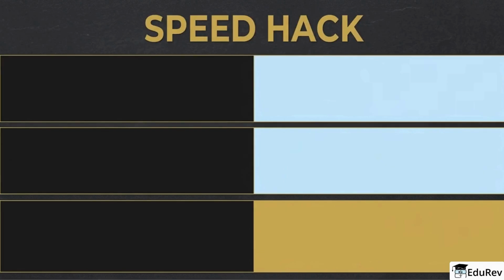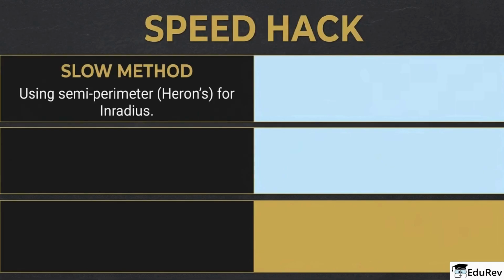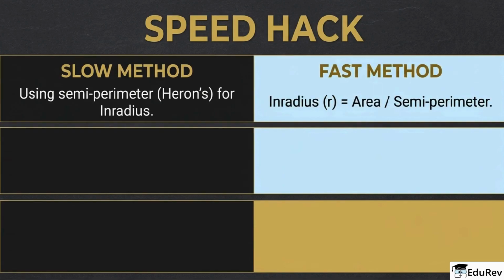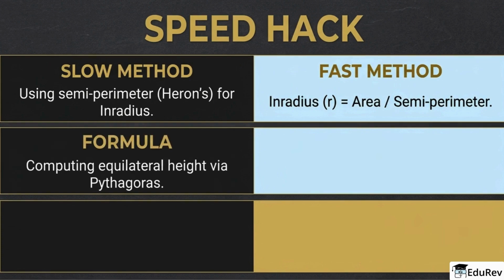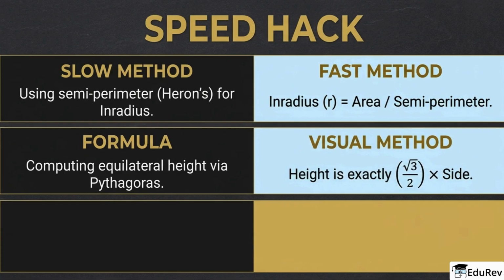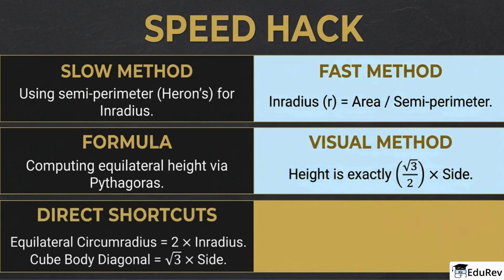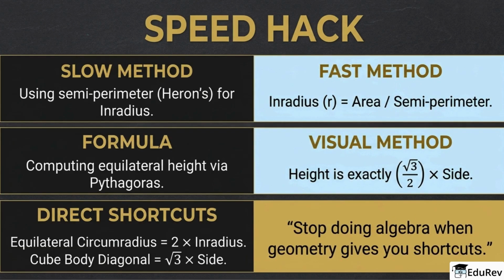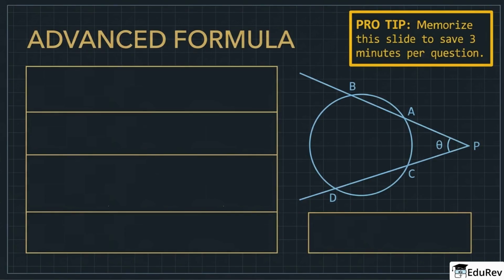Speed in geometry comes from choosing the shortest path. Heron's formula is often the slow method when a simpler in-radius relation may work better. Likewise, an equilateral triangle's height does not need a long derivation every time. The direct formula is faster. Shortcuts like equilateral circumradius and cube body diagonal are exactly the kinds of things that save precious seconds. The lesson is not to avoid algebra completely, but to stop using algebra when geometry already gives you the answer. Advanced formulas become useful once the basic visual habits are in place.